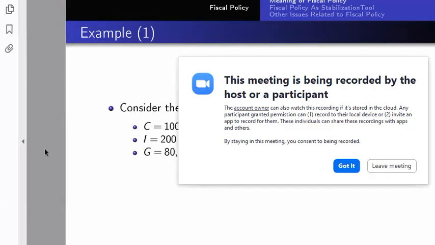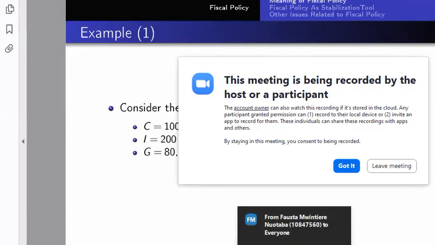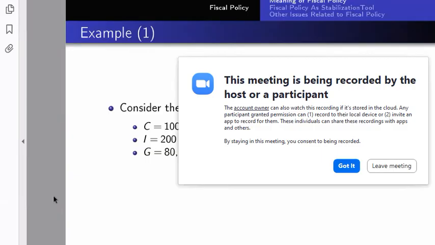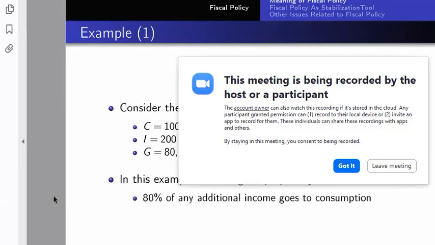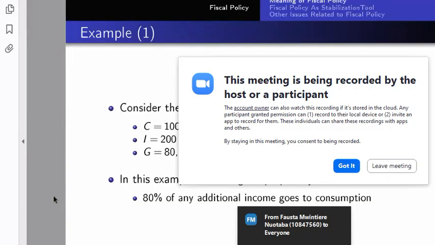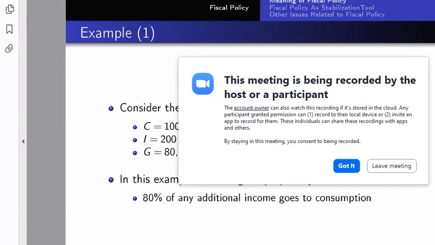So we already know that 0.8 is the marginal propensity to consume. There's no doubt about that, right? And we know what the 0.8 means. It means that 80% of any additional income goes to consumption. If it is not 0.8 and it is 0.5, it will mean that 50% of additional income is going for consumption. Is that also clear? Good.